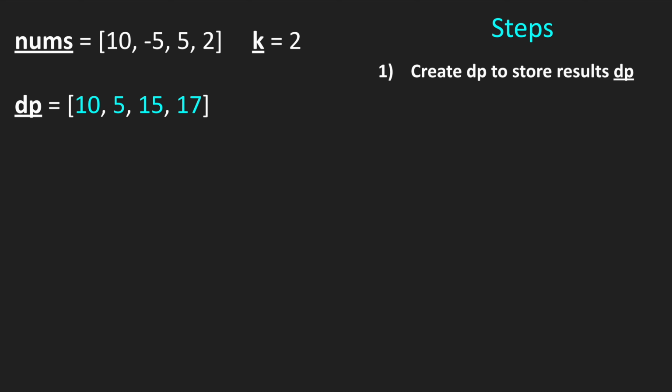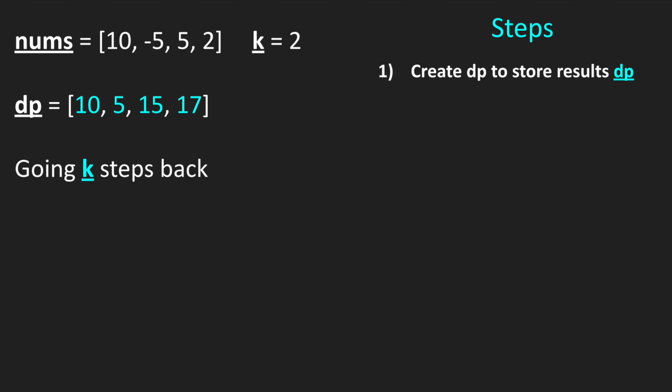How about the last one? Again, k is equal to 2, which means that we may reach the last index either from the first index or from the second index. So 5 plus 2 is 7, or 15 plus 2 is 17. We compare 17 and 7, the max value is 17, so we take 17 and return that value.